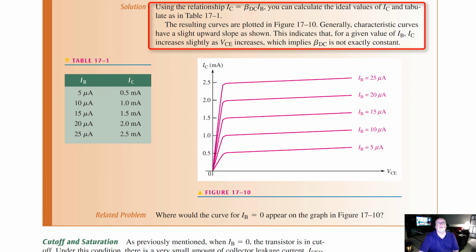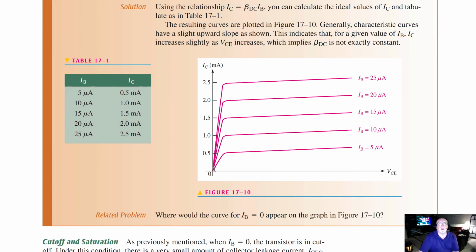Using the relationship I sub C equals beta DC times I sub B, you can calculate the ideal values of I sub C and tabulate them in a table. So you can see over here we've calculated beta DC, 100, times each of these values. 100 times 5 microamps gives us half a milliamp. 100 times 10 microamps gives us 1 milliamp. 100 times 15 microamps gives us 1.5 milliamps, and so on. So those are our increments.